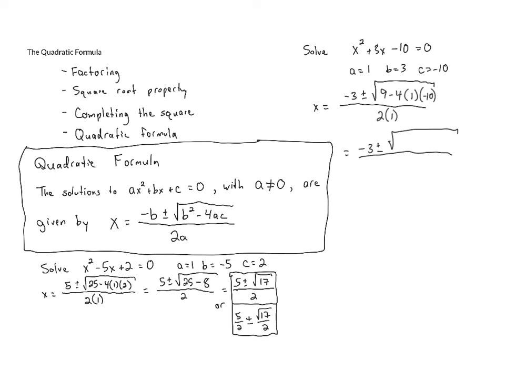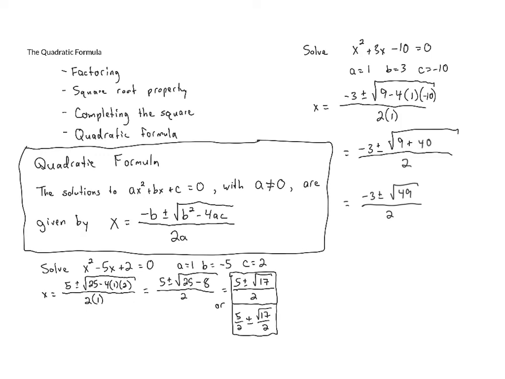I want to point something out here. We're going to start off with 9, but then we are subtracting something that's being multiplied by a negative. Those are going to cancel out, and this is going to turn into an addition. And then we've got 4 times 1 times 10, which gives us 40. And in the denominator, 2 times 1 is 2. So underneath that radical, we now have 9 plus 40, which we know is 49. So we can rewrite that as 49. So we've got negative 3 plus or minus the square root of 49 over 2.